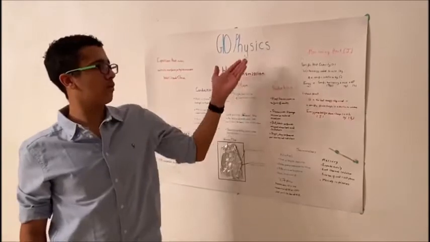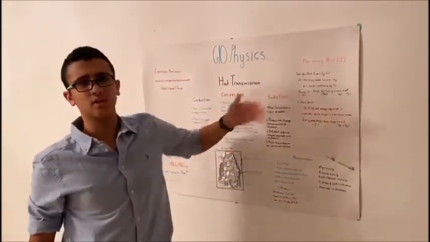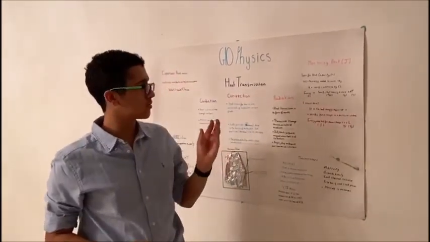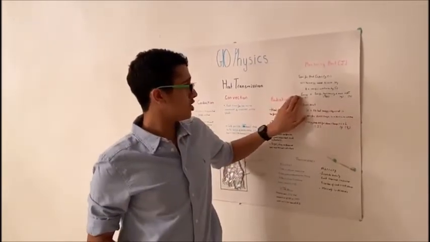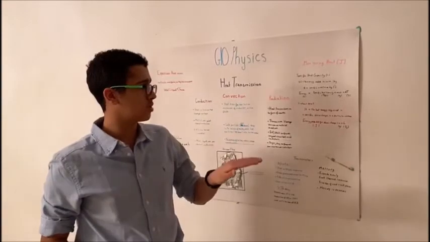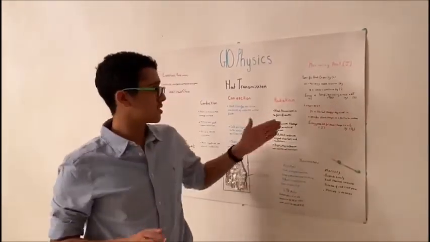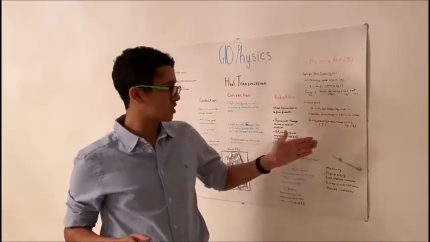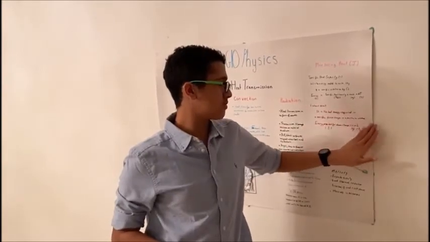Next, we have measuring heat, which is measured in joules. The specific heat capacity of a substance is the energy needed to raise 1 kilogram of this substance by 1 degree Celsius. The energy needed equals the specific heat capacity multiplied by the mass multiplied by the change in temperature. The latent heat of a substance is the heat energy required for a specific phase change of this substance. The energy needed for a phase change equals the mass times the latent heat.